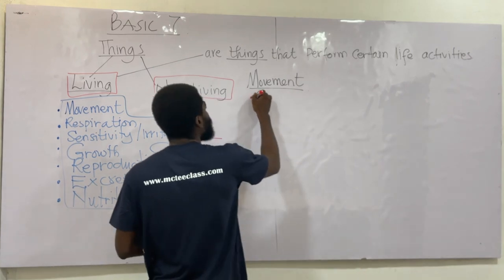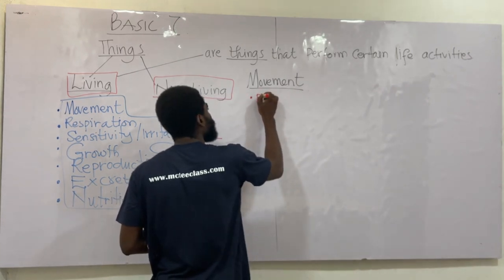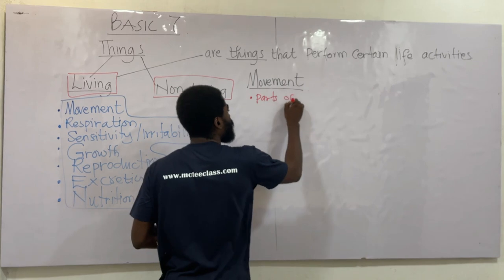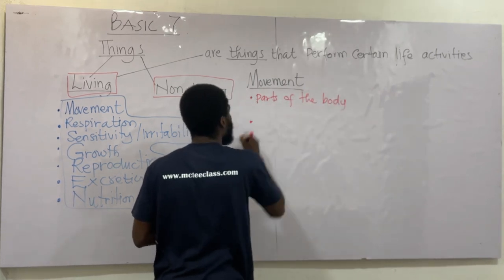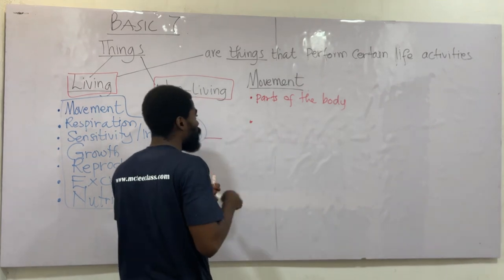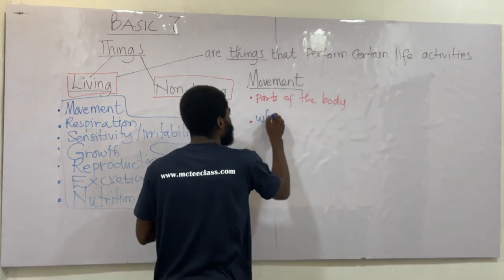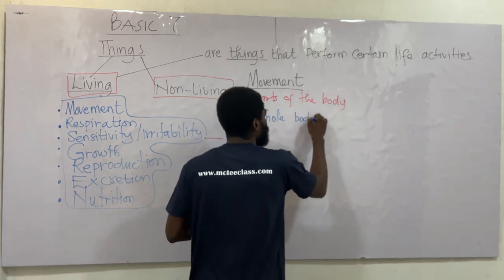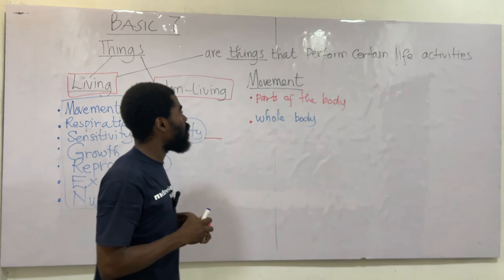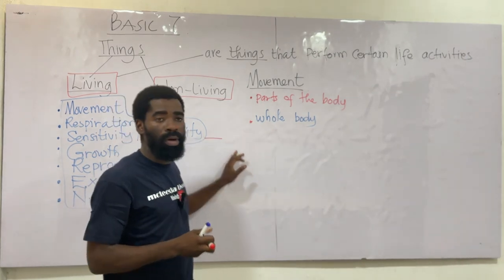So in movement, we move parts of the body, or we can move what? The whole body. Or the whole body. So that's movement. Movement comprises of what? Of moving parts of the body or the whole body.